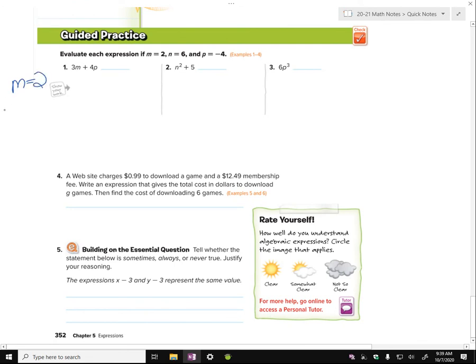One of the strategies I like to do is to separate out the variables vertically, just so I don't mess those up.